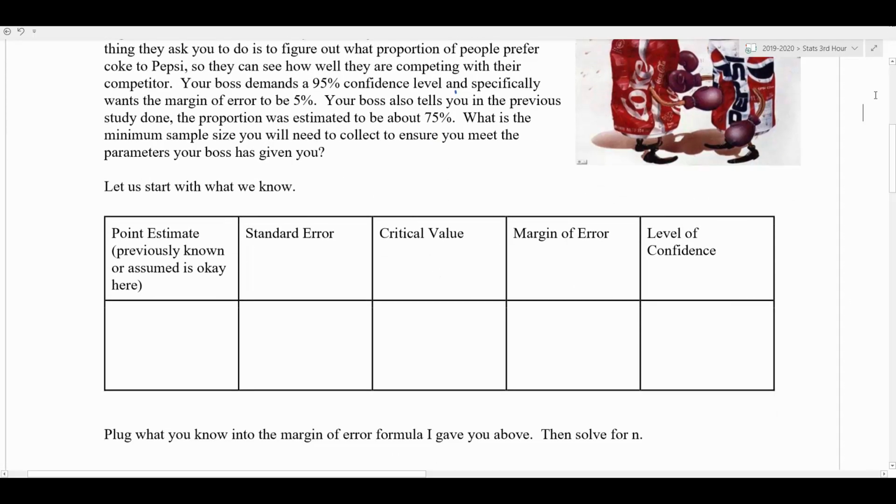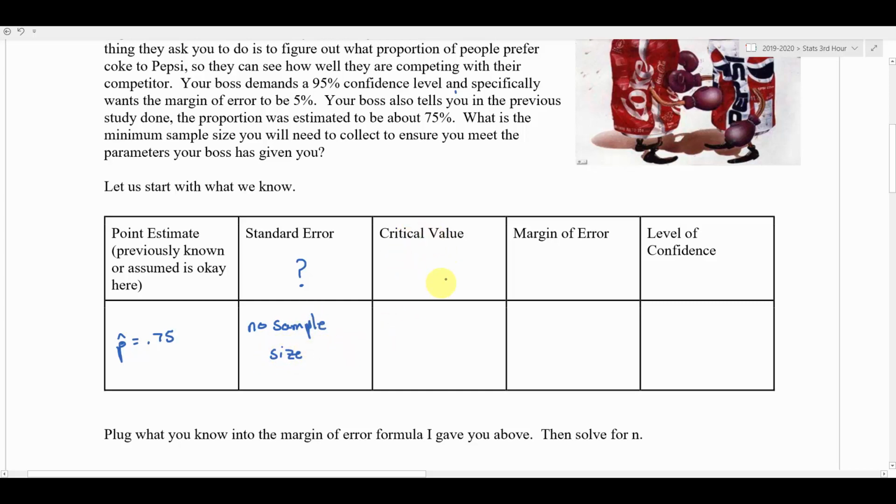When we start a problem like this, it is okay to use the previously known or an estimate. All right, so they told us in the previous study that the point estimate from the previous study was 0.75. So we're going to go ahead and use that. Our standard error is a question mark. We don't know what the standard error is because we don't have a sample size to compute it. All right, so in this box for right now, we're going to put no sample size. Right, and without that, we can't calculate a standard error yet.